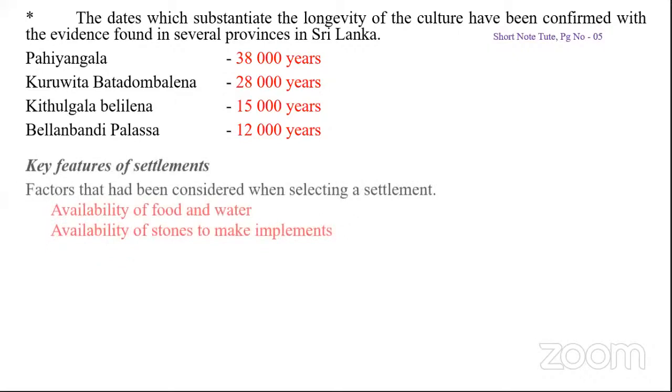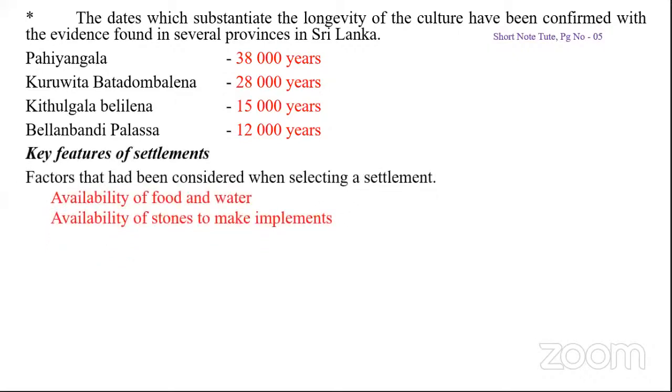Then key features of settlements. Factors that had been considered when selecting a settlement. Stone Age man, when they were selecting a settlement, I told you that they were born in the Ratnapura region, then they spread to different regions like the semi-arid zone, even the arid zone, even the dry zone. When they were settling, what were the factors that they considered? They considered availability of food and water. Without food and water, they can't live. So mainly they considered whether food and water were available.